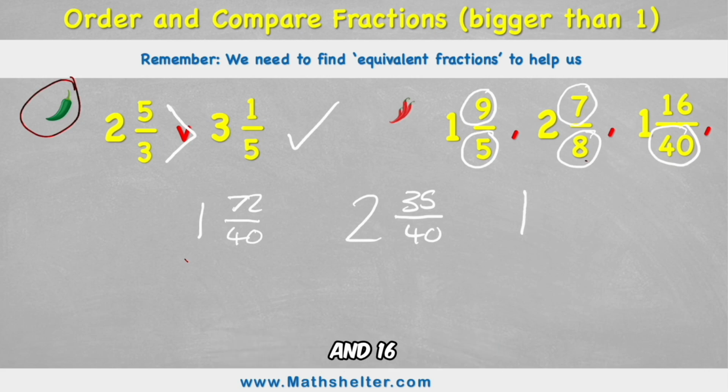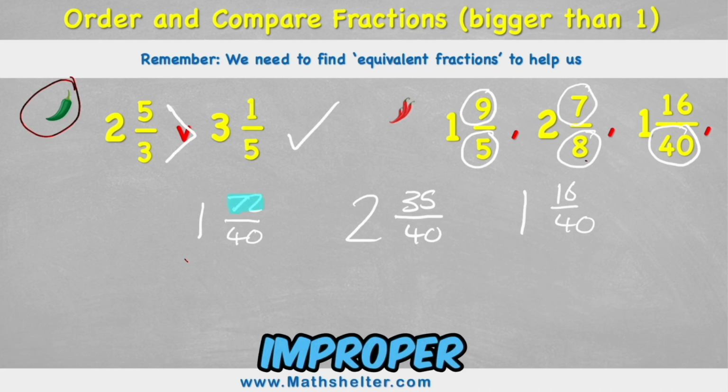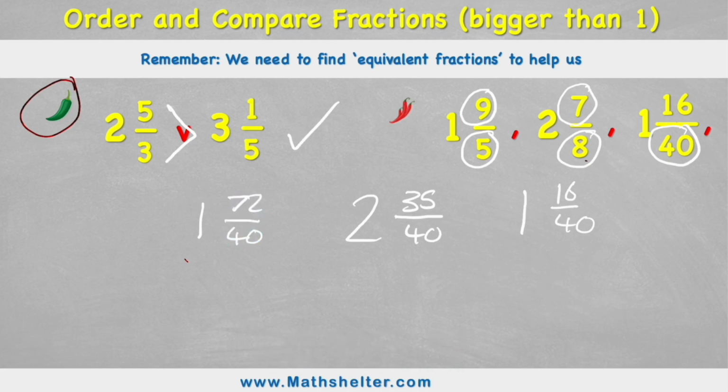So we have 1 and 16/40. Now I'm very close to being able to order these, but I can't because I see one improper fraction over here. And we have such big numbers, it's not going to make sense to draw this into a bar. So I'm just going to understand that if my whole is made up of 40 and I have 72 of them, well, within my 72, I'm going to have another lot of 40, aren't I?